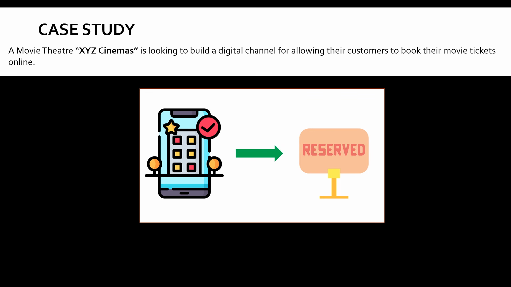To make it easier to grasp the concepts in the answers, we're going to use a case study. In this case study, a movie theater chain called XYZ Cinemas is looking to build a digital channel allowing customers to book their movie tickets online rather than calling up customer care or standing in long queues and getting their tickets at the ticket counter. So we are going to use this example case study for answering all the questions.